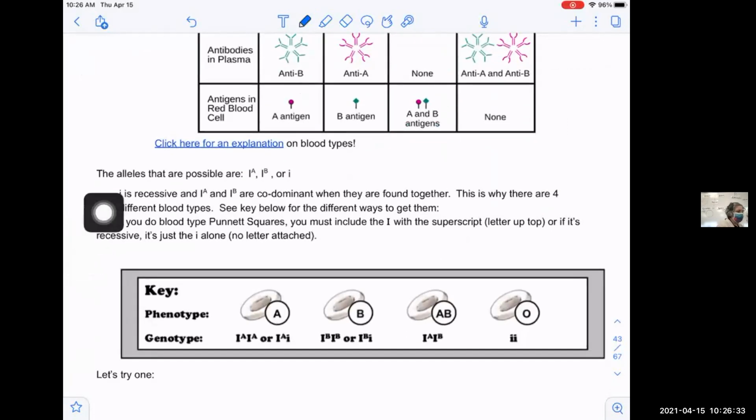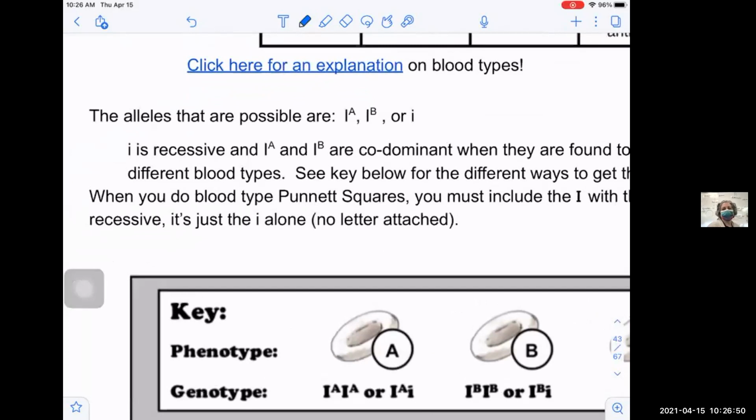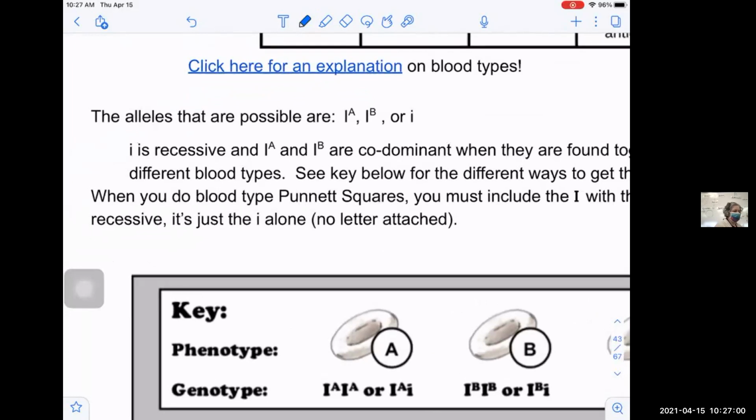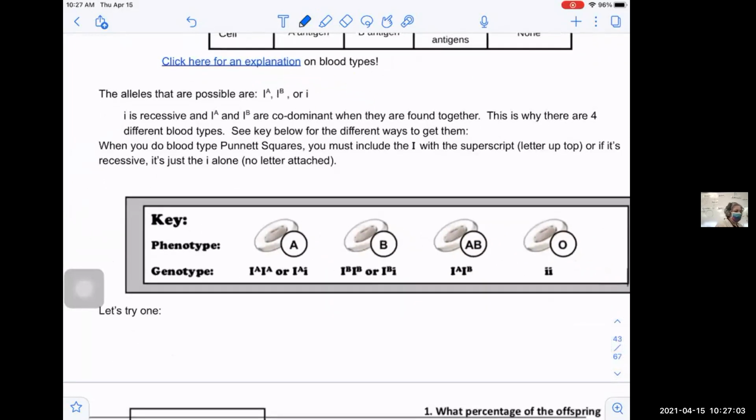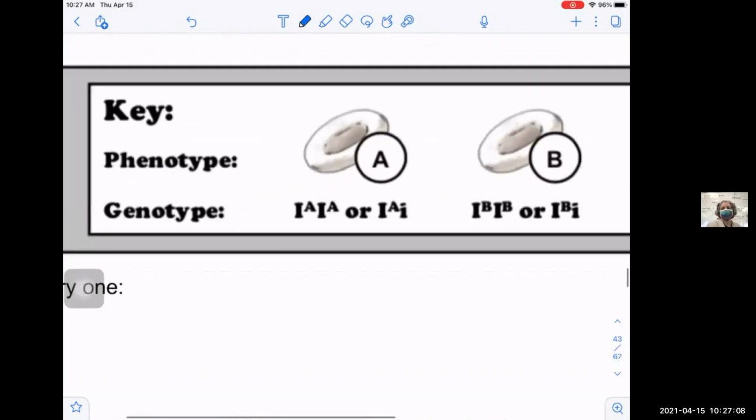All right, so here are those alleles again that I wrote out. So you can have a dominant A allele, you can have a dominant B allele, or the recessive allele, which doesn't have a superscript. So again, little i is recessive, just like it has been. When we write a recessive allele, we use a lowercase letter, and the uppercase is dominant. And when you have A and B together, they're codominant.